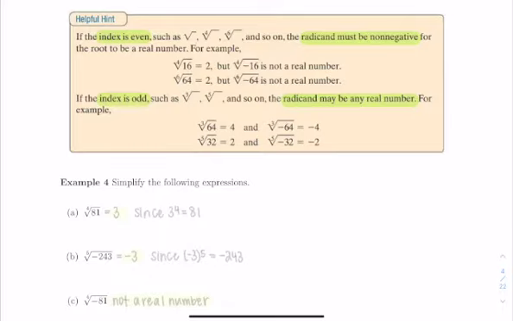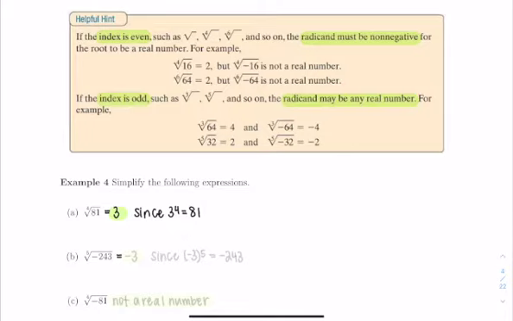So let's go ahead and simplify the following expressions. The fourth root of 81. So we're looking for a number that when I bring it to the fourth power, I get 81. So the answer is 3, and that's because 3 to the 4th is equal to 81.